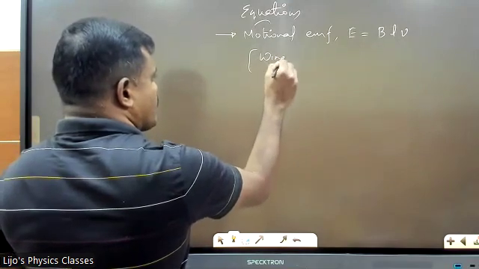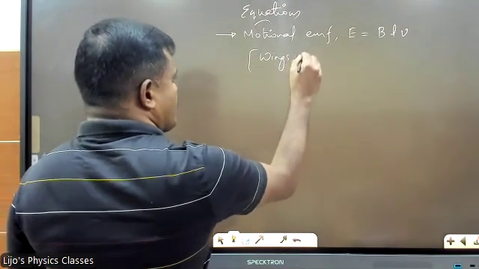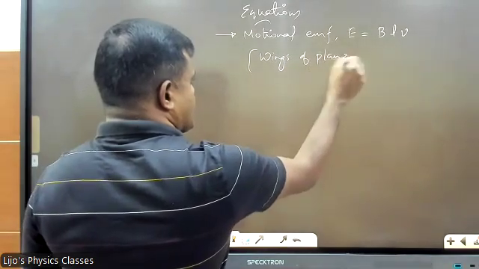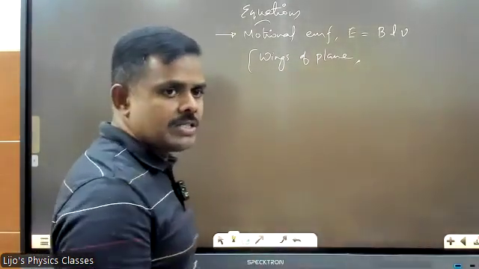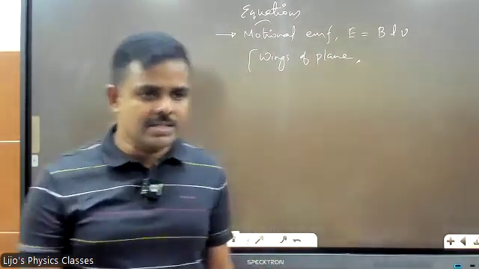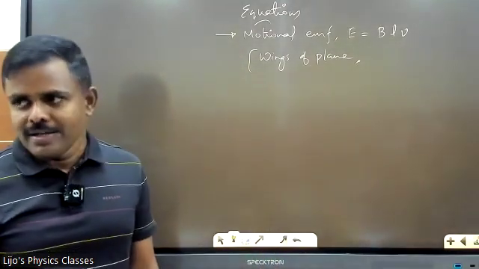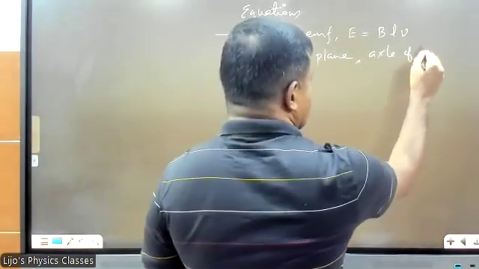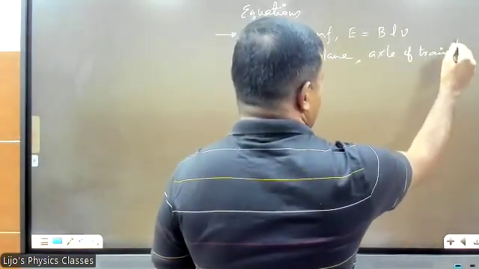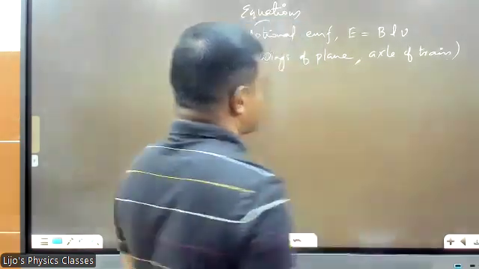wings of plane. The questions can be wings of plane. They might ask like, what is the motional EMF generated between ends of the wings of a plane? Okay, ends of the wings of a plane. All right. Or they might ask you axle of train. Both questions are previous questions.